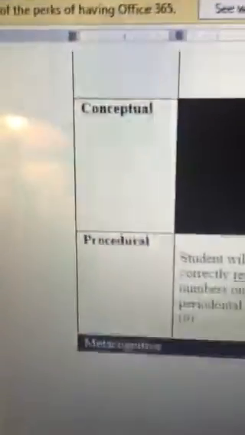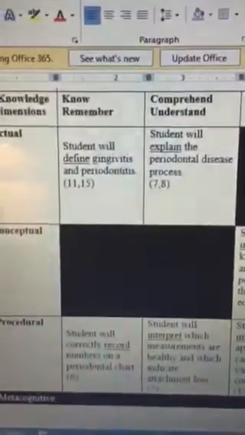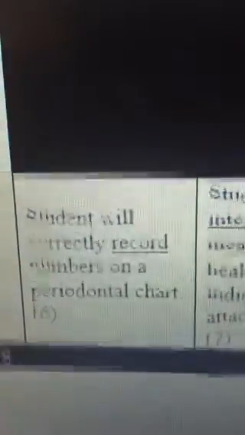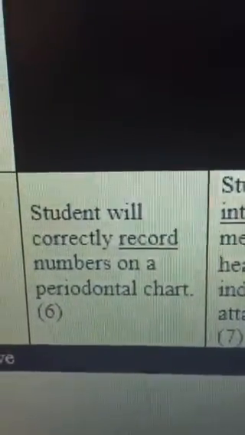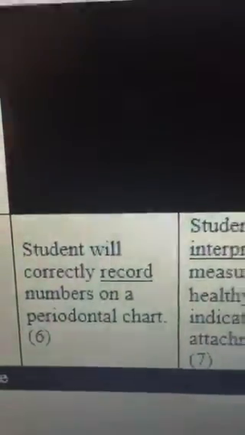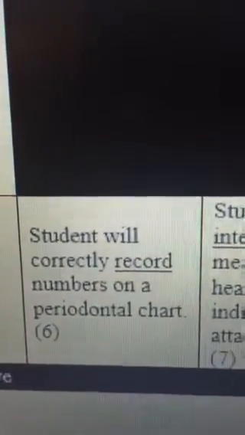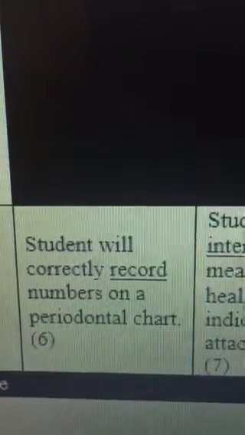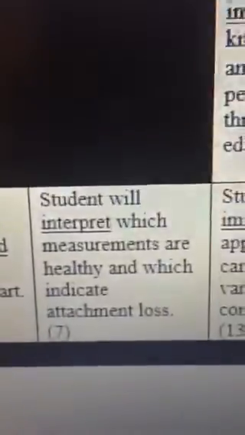And now on to the procedural dimension. Under the know and remember level, the objective is that the student will correctly record numbers on a periodontal chart. This is going back to the basics here. They just need to be able to record the numbers, so it's a pretty simple basic level.